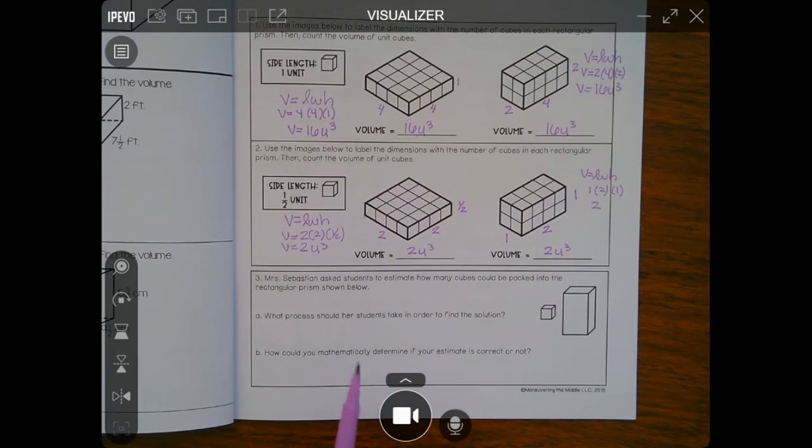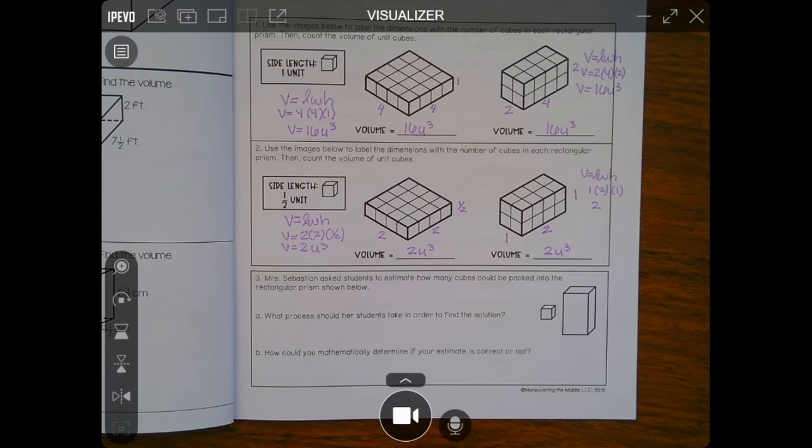Okay, here. It says, Mrs. Sebastian asked students to estimate how many cubes could be packed into the rectangular prism shown below. So you have this rectangular prism and you want to know how many of these cubes could fit inside. Think of it as each of these are like little ornament boxes. So what process do you think her students should take to find that out?